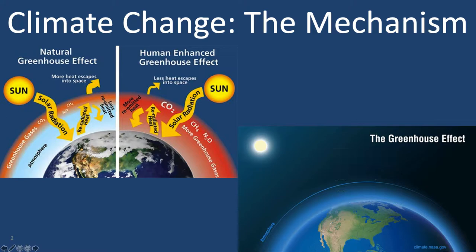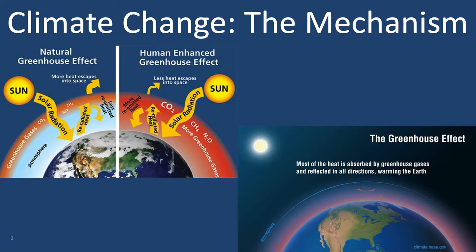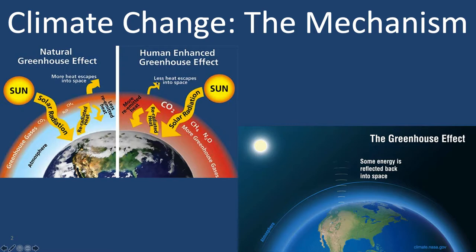What we have done with our actions is that we have added more greenhouse gases, more carbon dioxide, particularly more methane, into the atmosphere that increases that gaseous layer, and so that more radiated heat is trapped and emitted back to Earth, increasing the surface temperature of the Earth. So the greenhouse effect is a natural effect that already exists, but we have enhanced it with adding carbon emissions into the atmosphere.